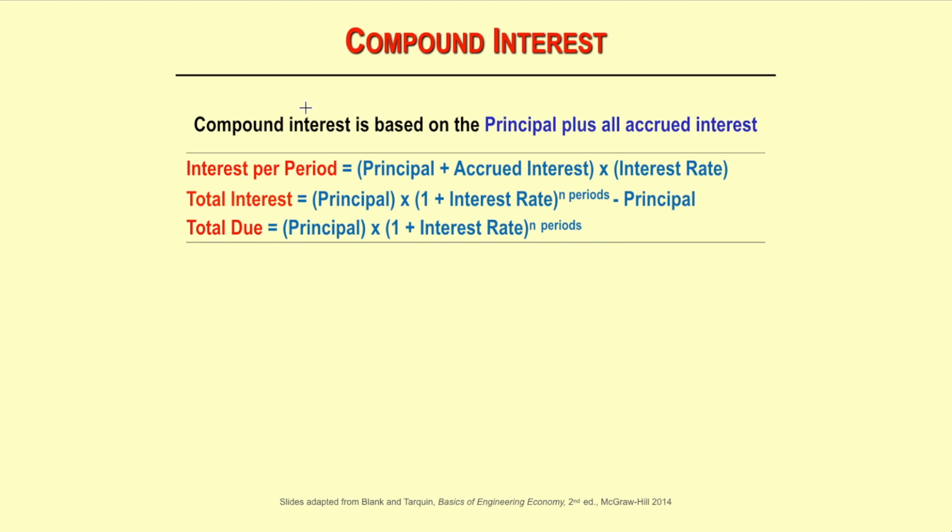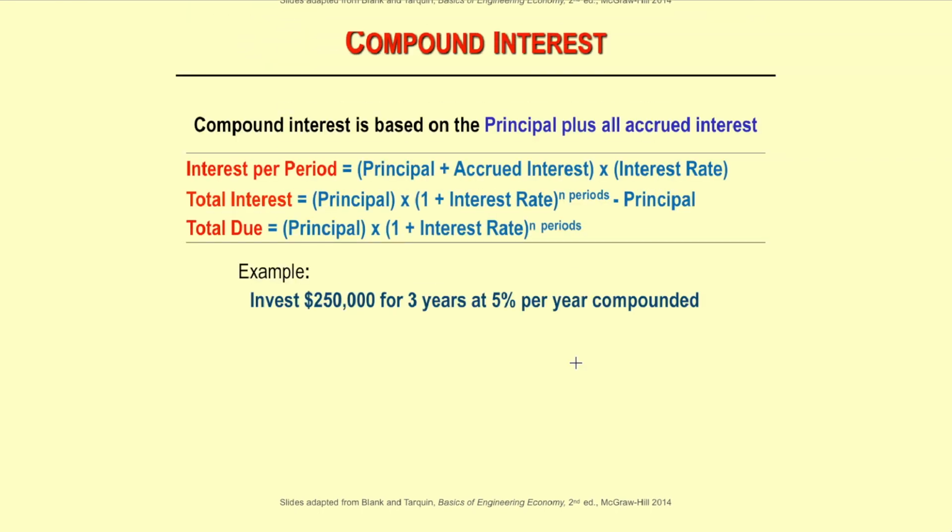So compound interest is based on the principal amount plus all accrued interest, all past interest. So the formula is given here. Compound interest per period is equal to the principal amount plus all accrued interest, multiplied by the interest rate. Let's look at the same example here, but this time the interest rate is compounded. So we have a $250,000 investment for 3 years at 5% per year compounded.